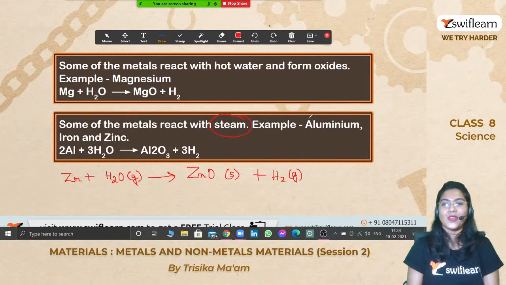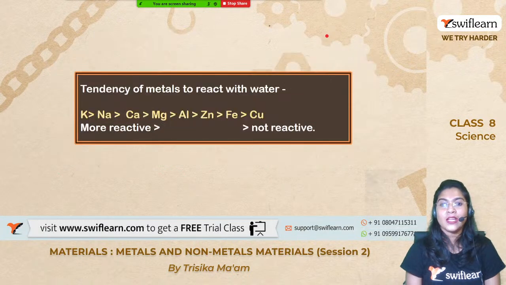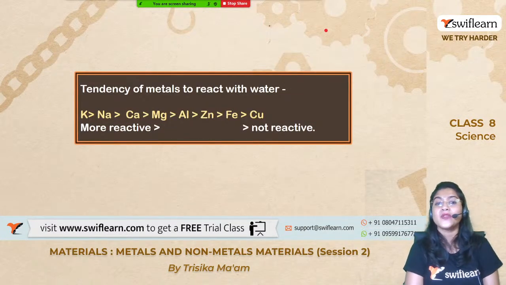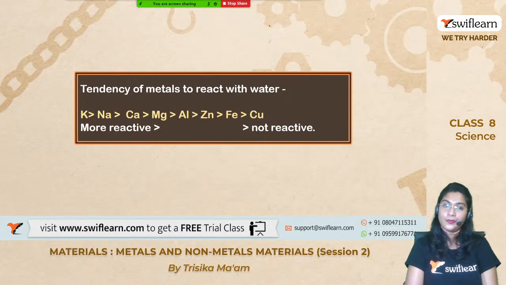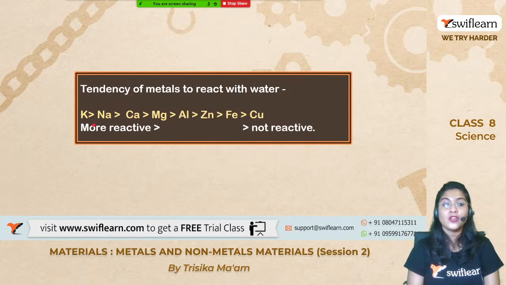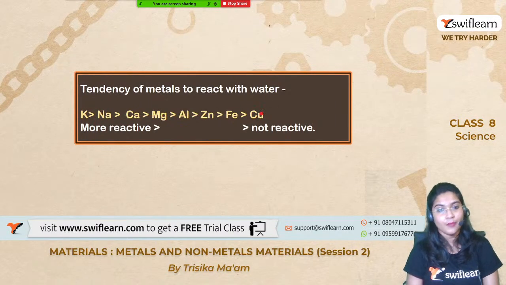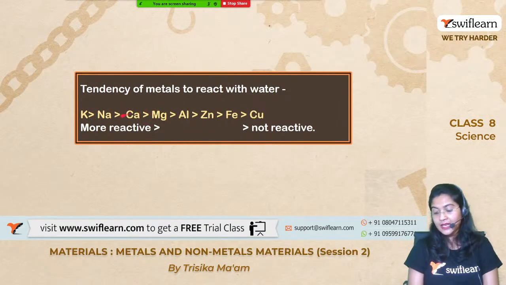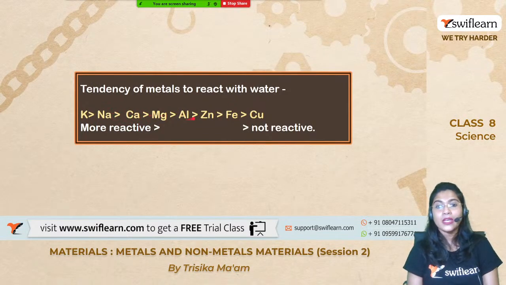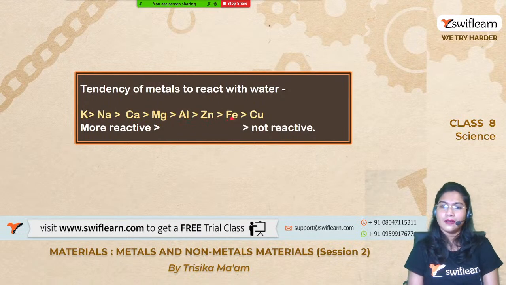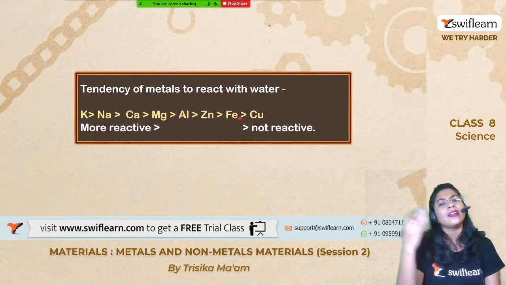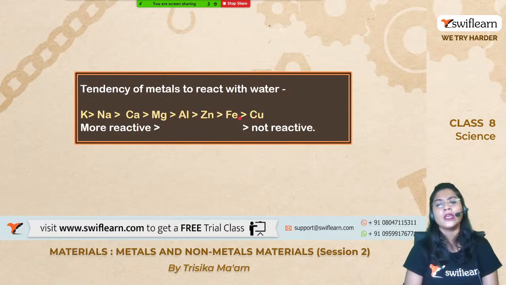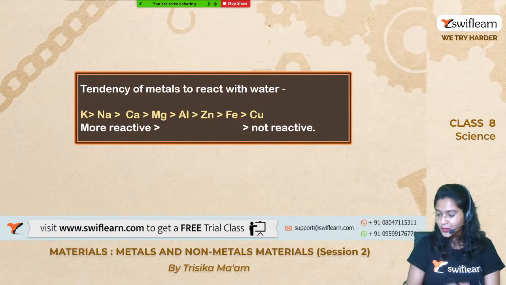Okay, so now let us see the reactivity of the different metals with water. It is arranged from more reactive to less reactive metals. What are the more reactive metals? We already have seen that potassium, sodium, calcium, magnesium react very easily. Their reactivity with water is very high, and when it is going to aluminium, zinc, copper and iron, they are less reactive or react very slowly with water. So is it clear to you all?